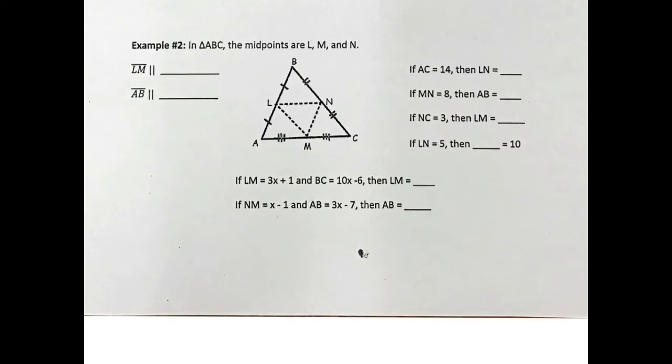Alrighty, in this last example, it says that L, M, and N are midpoints, which makes these segments mid-segments. It says that AC is 14. So if AC is 14, then we're supposed to find the length of segment LN. I noticed that LN is the mid-segment that's parallel to AC. That means LN is half of AC.